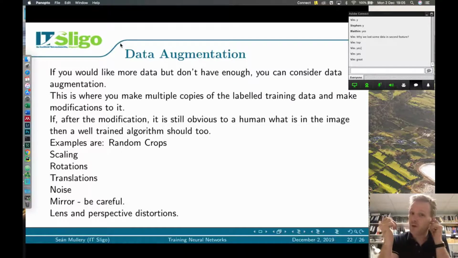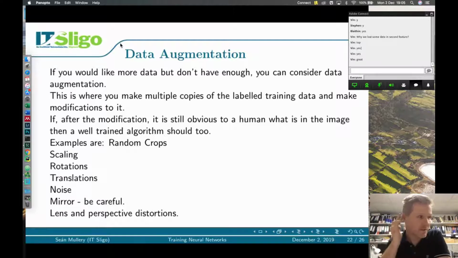This is where you make multiple copies of the labeled training data and make modifications to it. If after the modification it would still be obvious to a human viewer, so in other words, if you have a picture of a dog and you modify it in some way and it's still obvious to a human that it's a dog, then it should still be obvious to a trained network, and therefore it works as an augmentation. If on the other hand you made some modification that was obvious to a human but wasn't obvious to the model, then clearly the model hasn't generalized well enough.